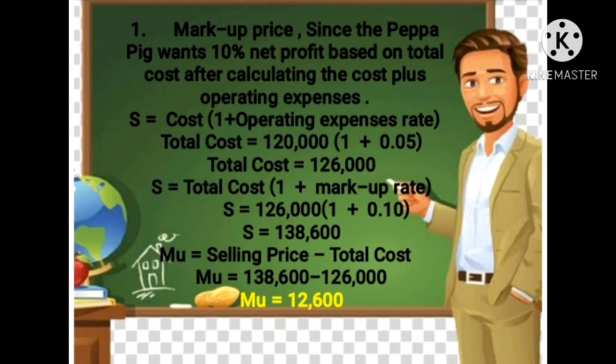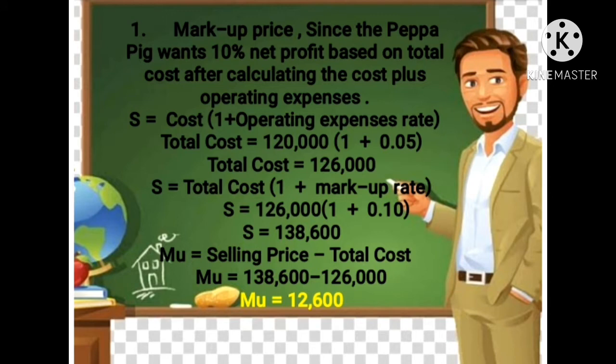Before we know the total cost, let us add 1 plus 0.05. After you add, we need to multiply it: 120,000 multiplied by 1.05. That is the total cost, which is 126,000.